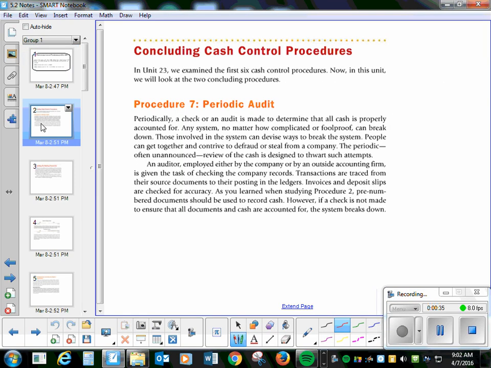In the last section, we examined the first 6 control procedures. Now in this unit, we will look at the 2 last ones. The last one is called a periodic audit. Basically, if there are a set of employees that want to defraud the company, they're going to find a way to do it. So the person that owns the company will do a periodic audit, bring somebody in from the outside to have a look at the banking records, and they will be able to see if there's anything suspicious going on.